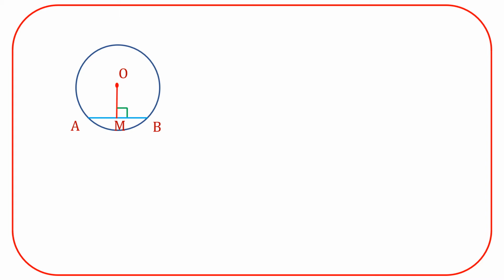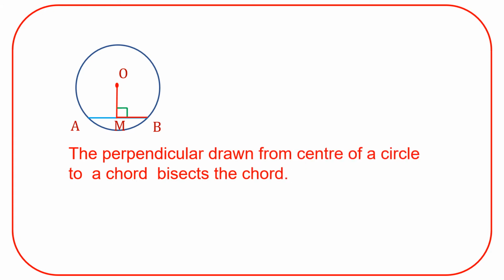Now watch the figure carefully. I highlight AM. Now this segment AM, I put on the segment BM. What happens? AM is congruent to BM. When we draw a perpendicular from the center of the circle to the chord, then that segment bisects the chord. So write down the property. The perpendicular drawn from the center of a circle to the chord bisects the chord. This is the first property.